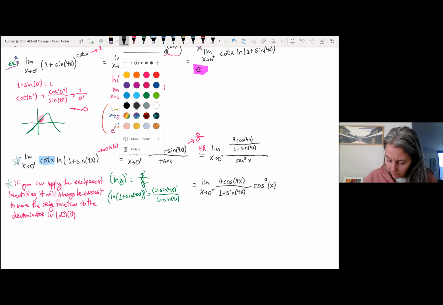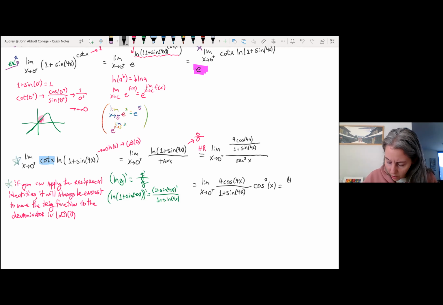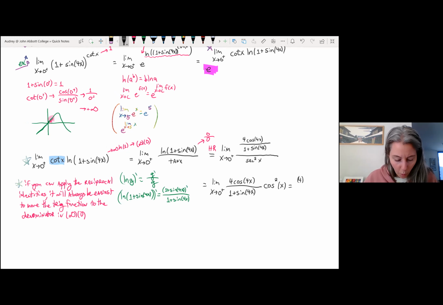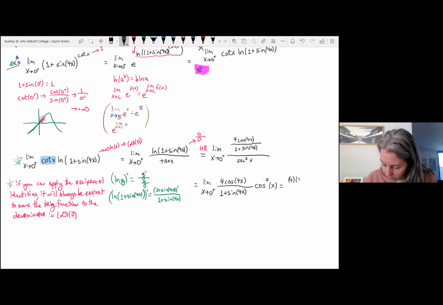Okay, so we are going to plug in here, and when I do that, we're going to get 4 times cosine of 0 is 1. So that's 4 times 1 over 1 plus 0. And then cosine of 0 is 1. And this just gives me a 4.